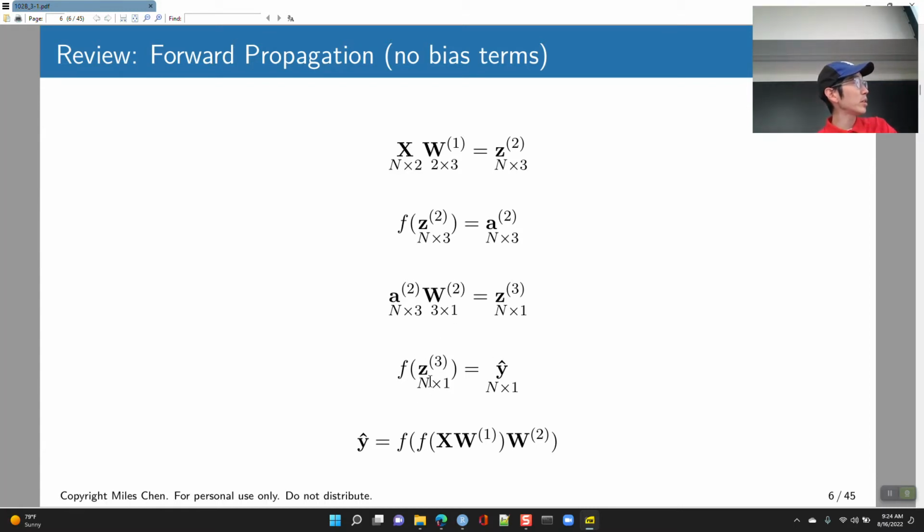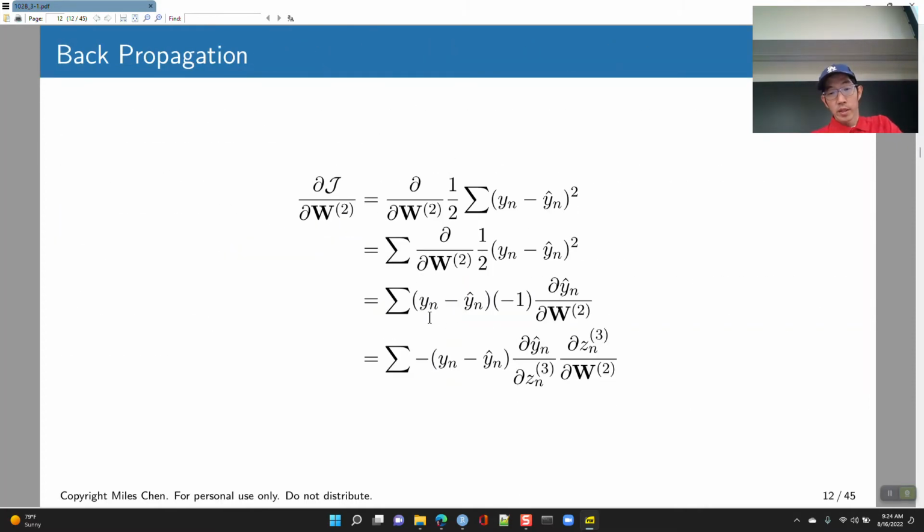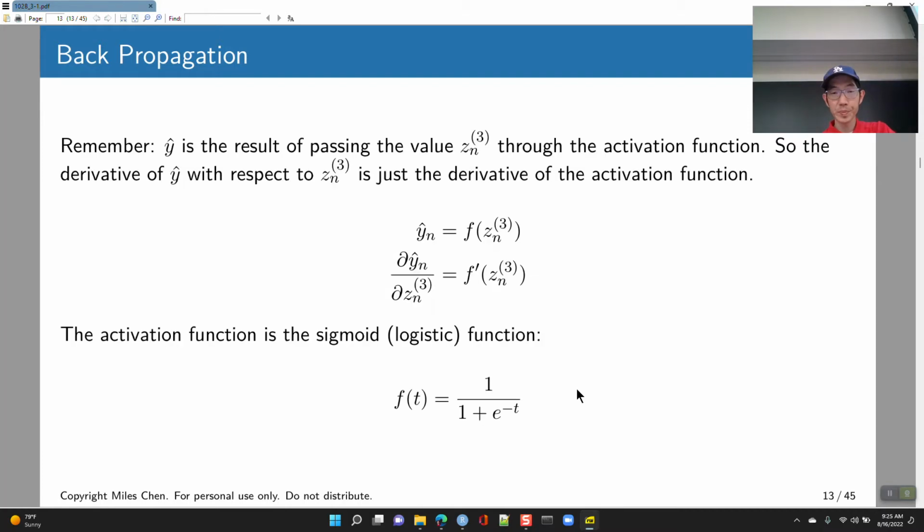Well, we can ask how y hat changes with respect to its previous layer, where we see that y hat is the result of applying a function to z3. And then we can ask, how does z3 change with respect to W2? So that's what we're going to ask. How does y hat change with respect to z3? And then we'll split that and ask, how does z3 change with respect to W2? So now I'm going to break this derivative into these derivatives here. We can do this, right?